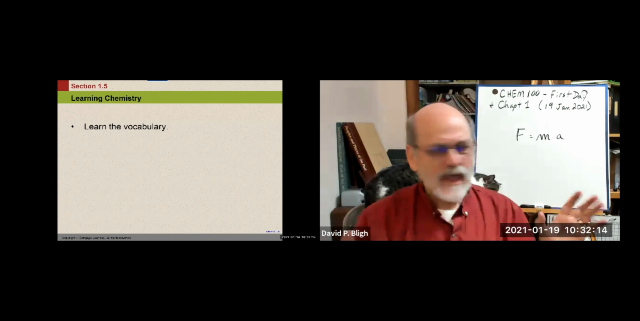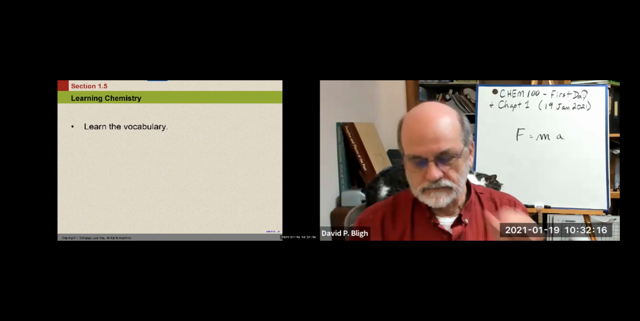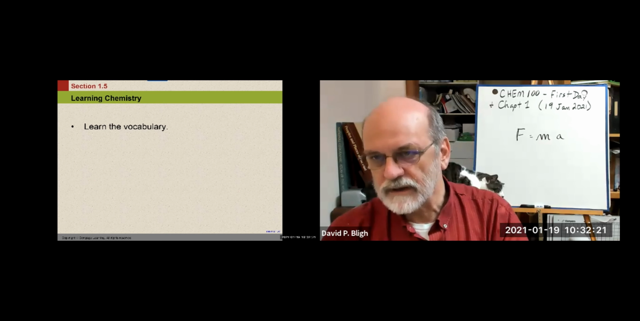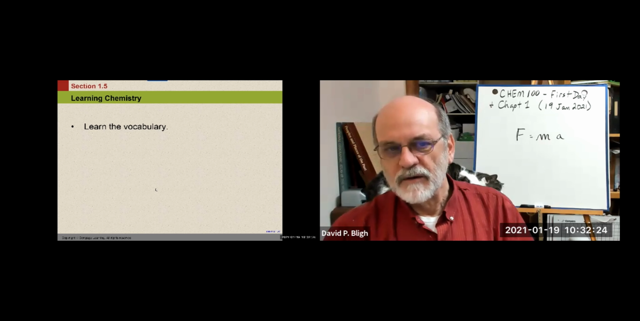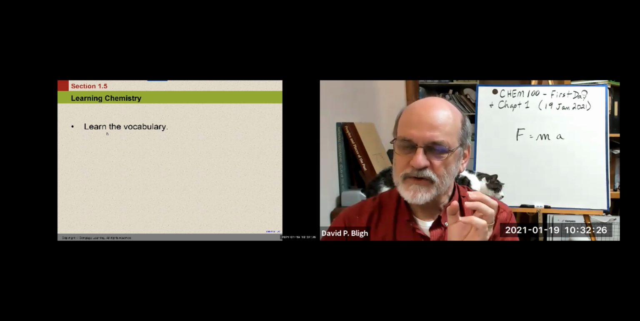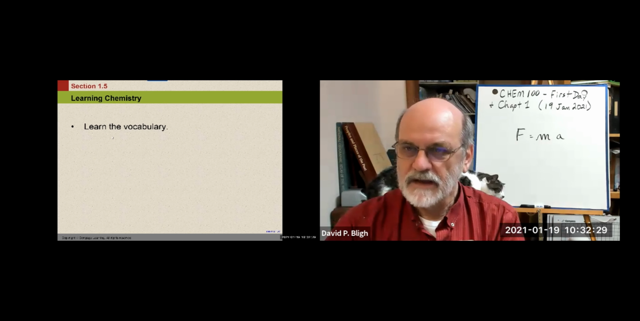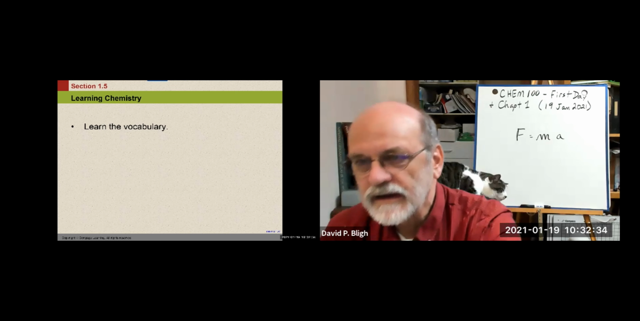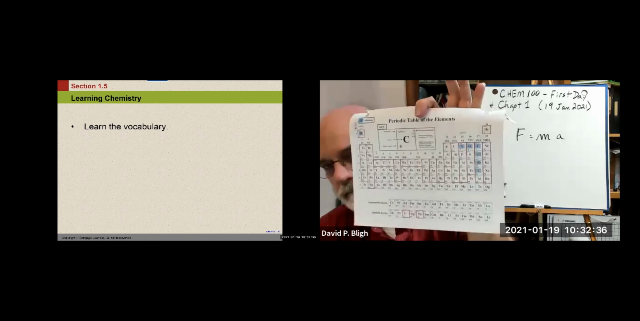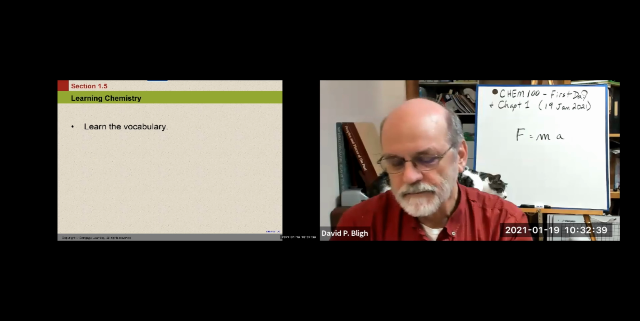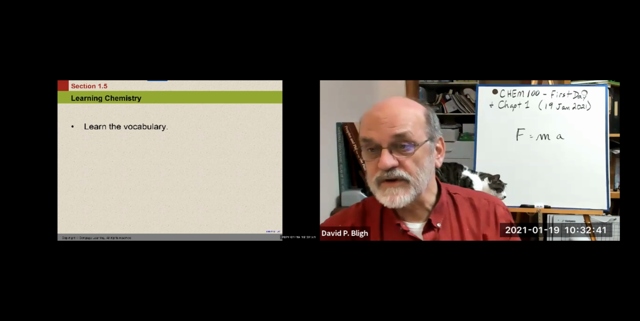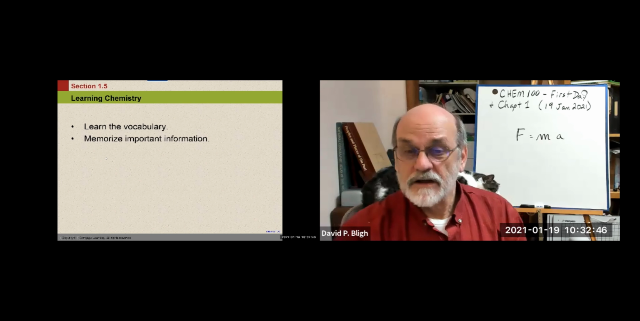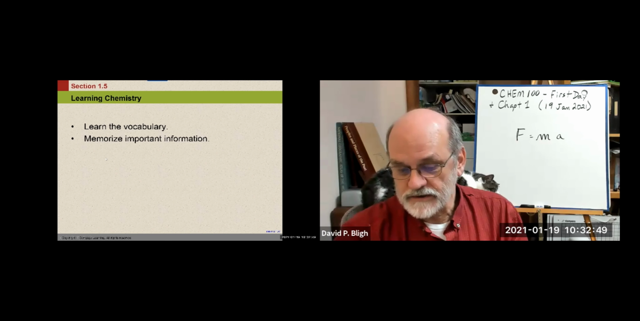Okay. Chemistry is a completely different language. It might be in English, it might be in German, it might be in Swedish, but there are aspects of chemistry that are common in any language. You have to learn the vocabulary. So what's the vocabulary? The vocabulary is right here. Periodic table. You don't build anything in chemistry without knowing the symbols. Right? So you have to memorize the symbols first.